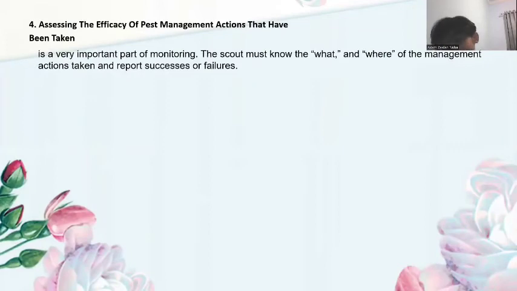And the last point is assessing the efficiency of pest management actions that have been taken. It's a very important part of monitoring. The manager must know the what and where of the management action taken and report success or failures.